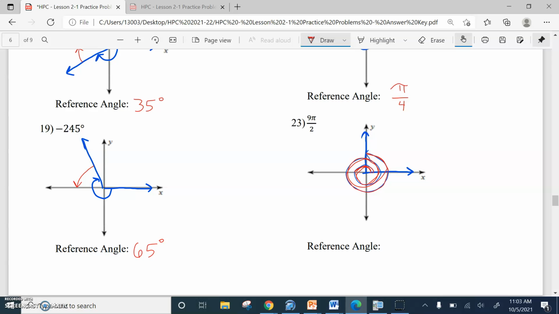Nonetheless, we are at the maximum value for a reference angle. In fact, pi over 2 is that reference angle. We are at exactly 90 degrees. So no matter how you look at it, the shortest way back down to the horizontal is either 90 degrees or pi over 2 to the right, or 90 degrees, pi over 2 to the left. It doesn't really matter, but that is your reference angle for that. That concludes our lesson 2-2.